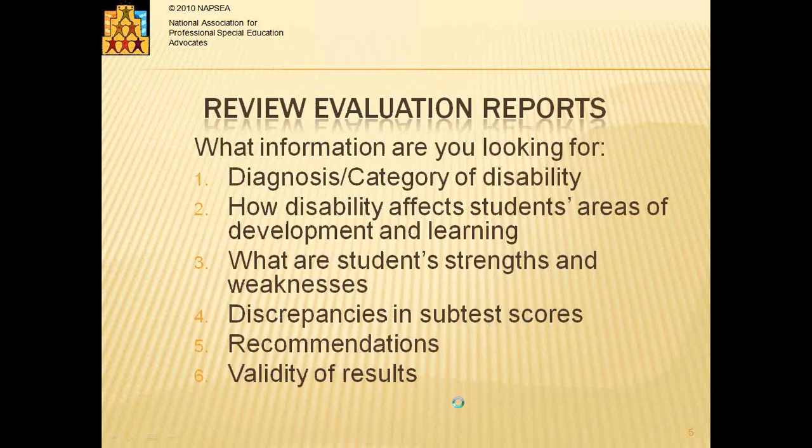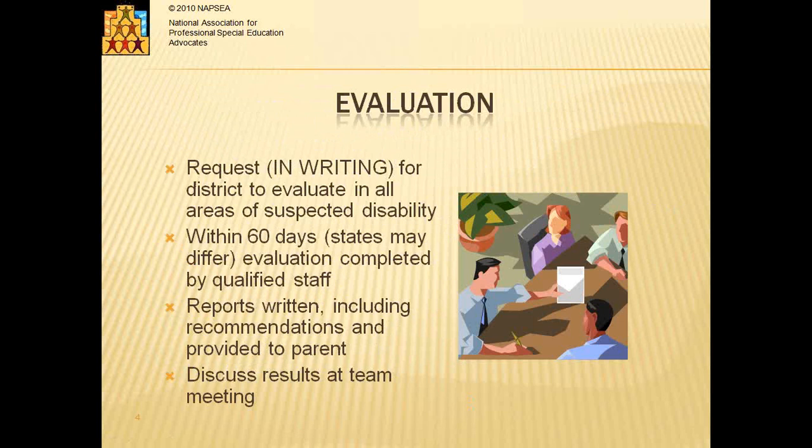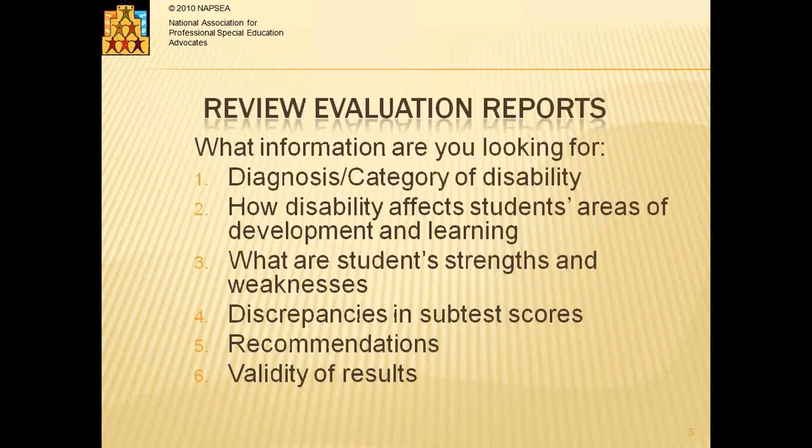As we discussed in the last training, we want to request all of our evaluations in writing. The evaluation should be conducted within 60 days of the time that you sign the consent form. They must provide qualified staff to do the evaluations. They must include written reports and recommendations, and they must be provided to you. And then you discuss the evaluation results at the team meeting. Prior to the team meeting, I recommend that you request the evaluation reports in writing ahead of time, usually 1 or 2 days before the meeting. Put that in writing to the school district.